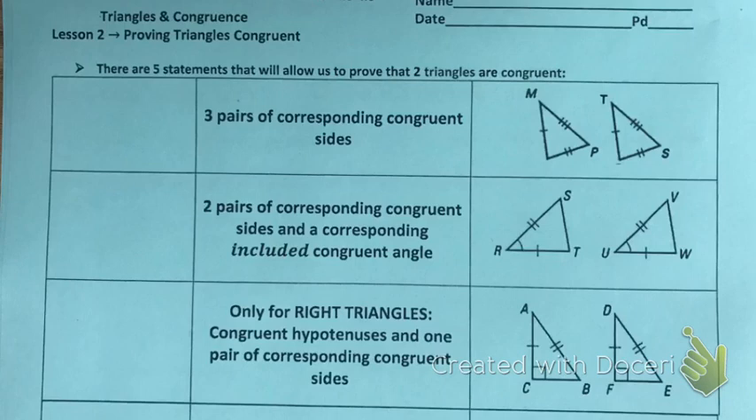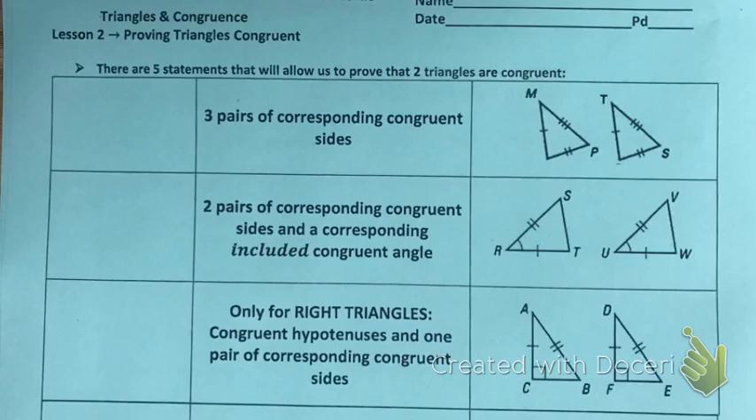There's 5 shortcuts that we're going to go over that allow us to determine if triangles are congruent without knowing every single piece of information about each triangle. Okay? And so we're going to do 2 today, and then we'll do the rest of them in other videos. So the first 2 that we're going to do are this guy and this guy right here. And so as we look at the first one, it says 3 pairs of corresponding congruent sides.